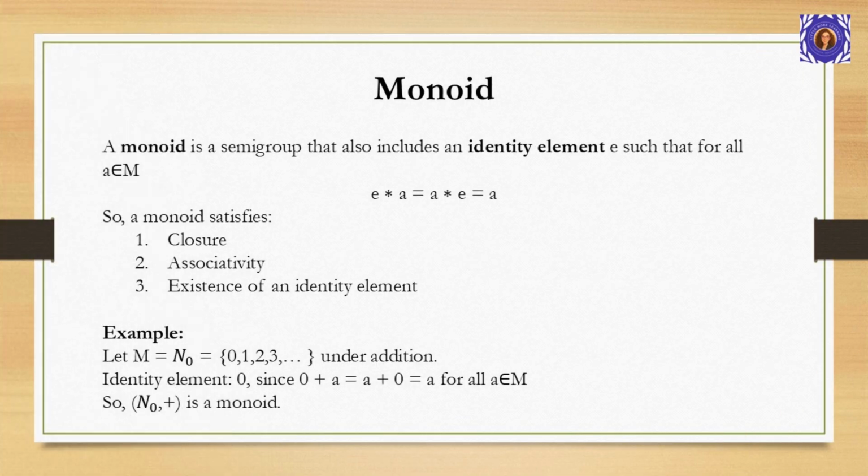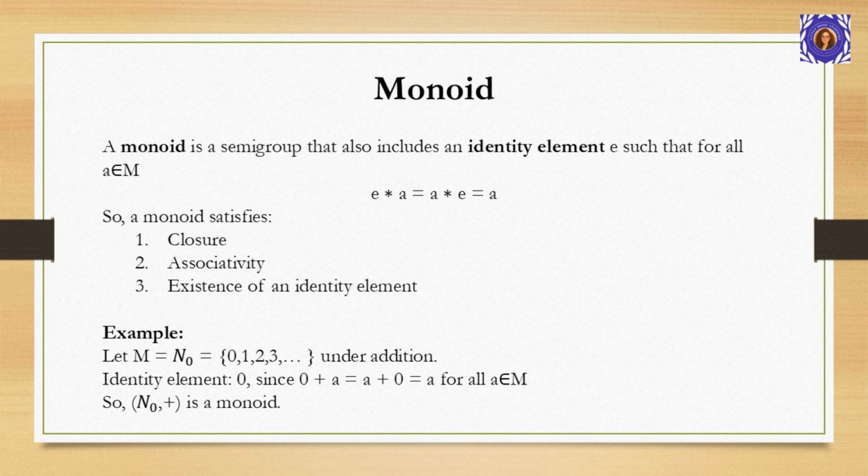Now let's move to monoids. A monoid is a semigroup that also includes an identity element e such that for all a belonging to M, e star a equals a star e equals a. The identity element is special because when we combine it with any other element, that element remains unchanged. So, a monoid satisfies three properties: closure, associativity, and the existence of an identity element.